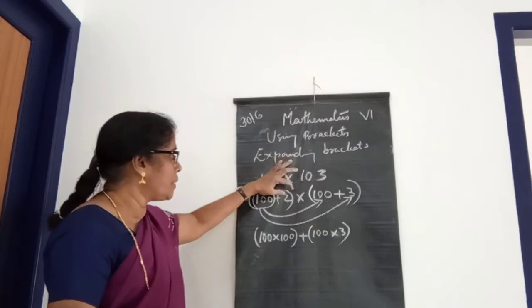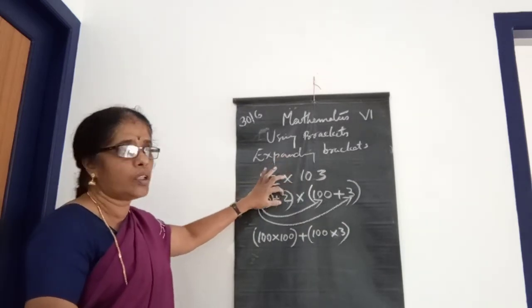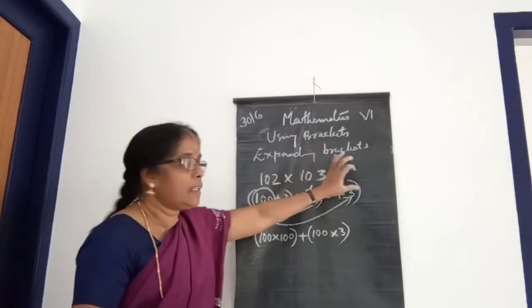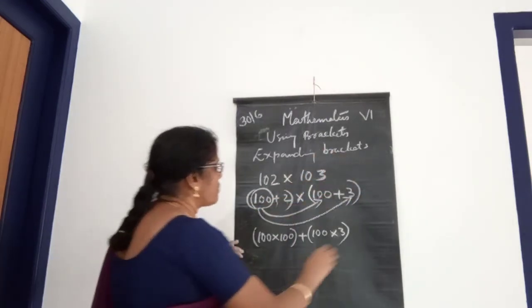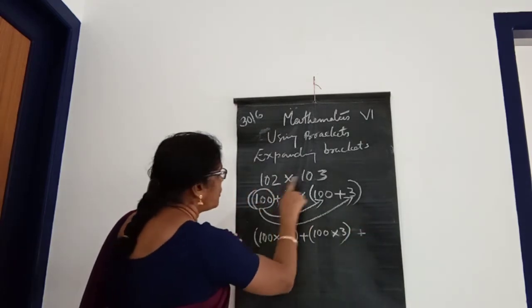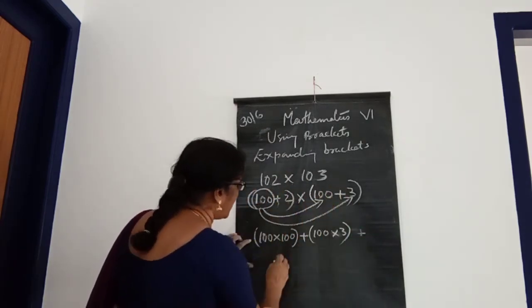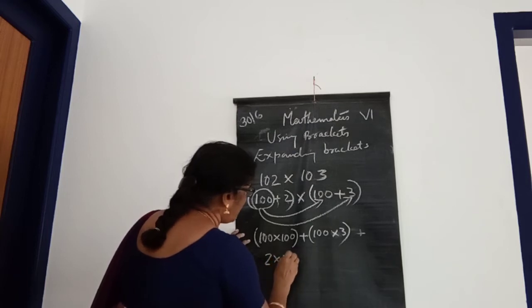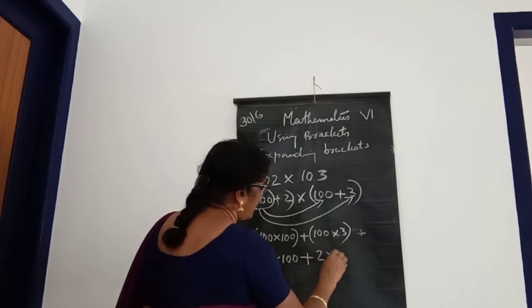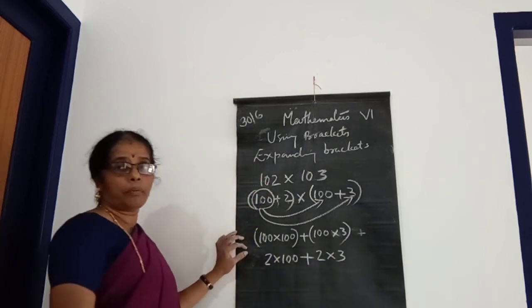Then what is the next number? The next number is 2, isn't it? So that 2 also you have to multiply with this 100 and this 3. That means plus 2 into 100 plus 2 into 3.